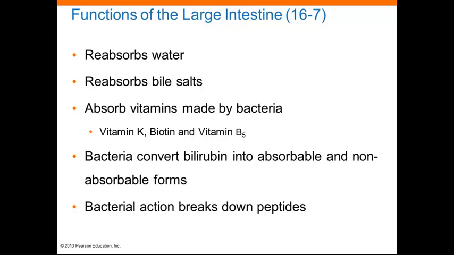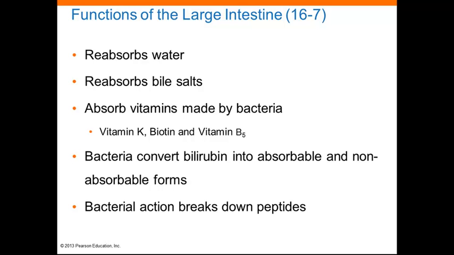Bacteria in the colon make 3 key vitamins: vitamin K, which is needed for the production of clotting factors. Bacteria make biotin, which is essential for glucose metabolism. And bacteria make vitamin B5, which is required for the synthesis of neurotransmitters and steroid hormones.